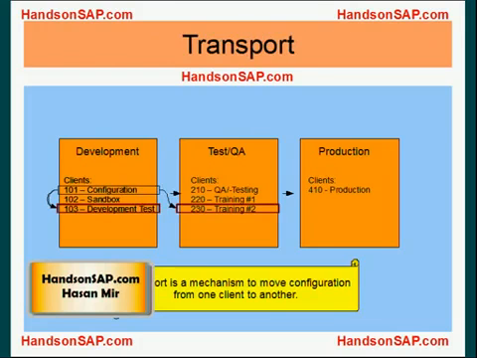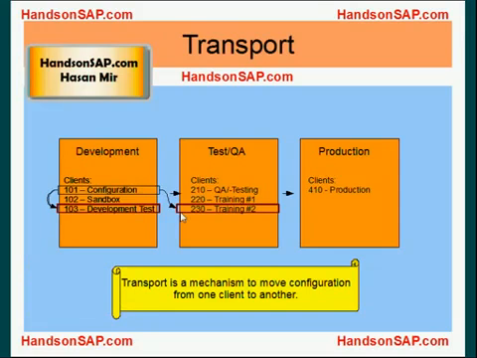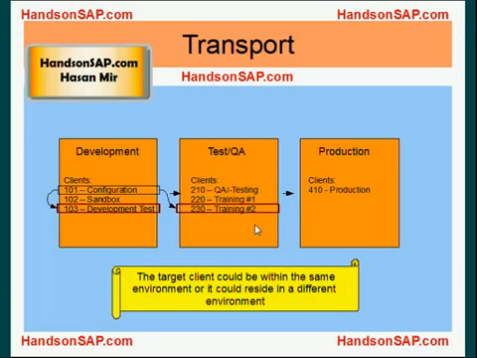Now, transport is a mechanism to move configuration from one client to the other. The target client could reside in the same environment. As you can see here, the configuration client is the source client, and the configuration is being moved to the development test client, which is the target client. And both of these clients are residing in the same box, the development box. Or the target client could reside in a different environment. For example, here the configuration is being moved to the training environment, and the training client is residing in a different box.